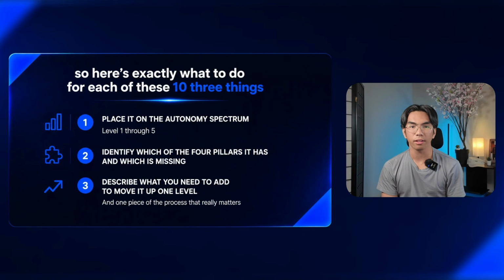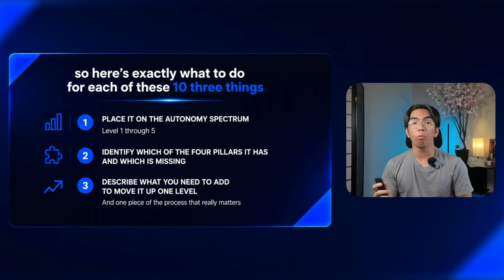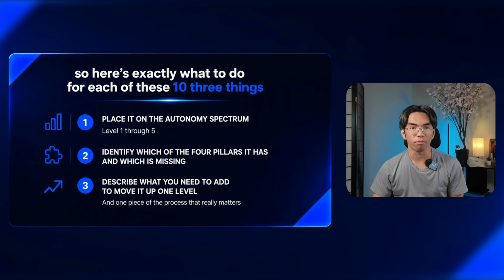All right, so here's exactly what to do for each of these 10. 3 things. 1, place it on the autonomy spectrum, level 1 through 5. 2, identify which of the 4 pillars it has and which is missing. 3, describe what you need to add to move it up 1 level and 1 piece of the process that really matters. Do this individually first. Write your answers down before you read anyone else's in the comments or in the community. I'm serious about this. It stops you from anchoring on whatever the first confident person said.